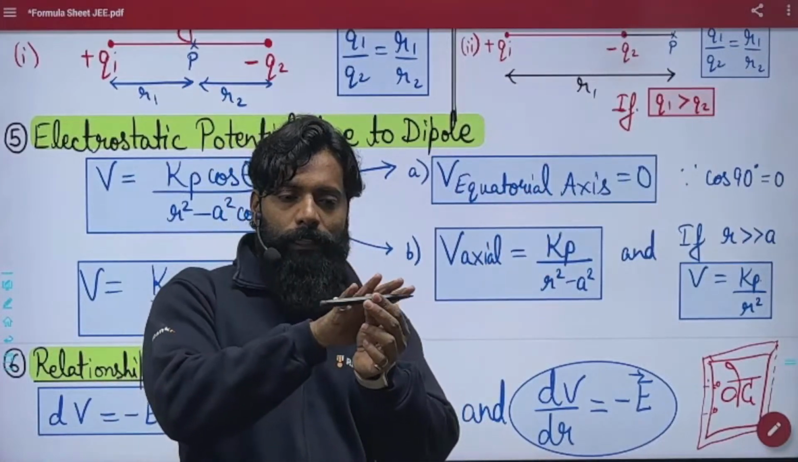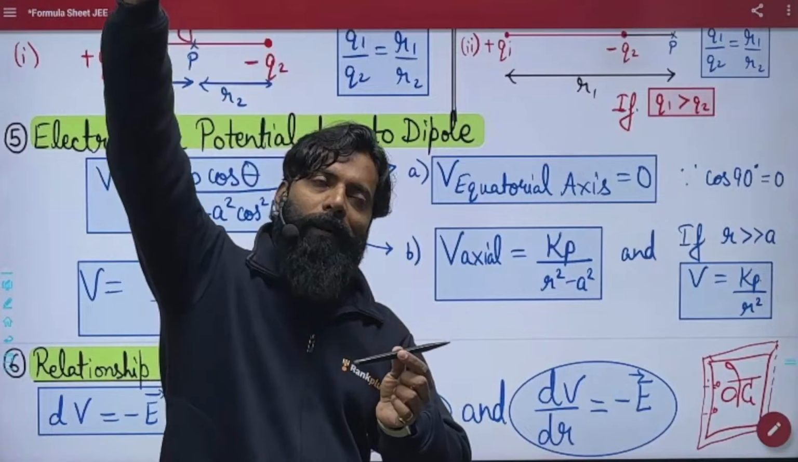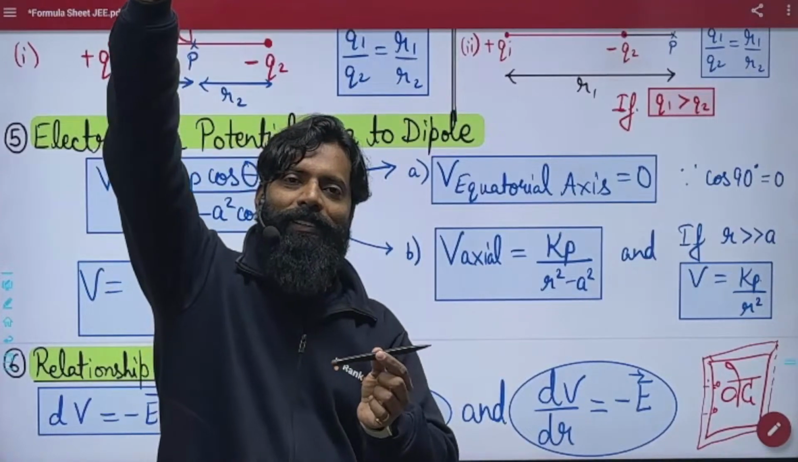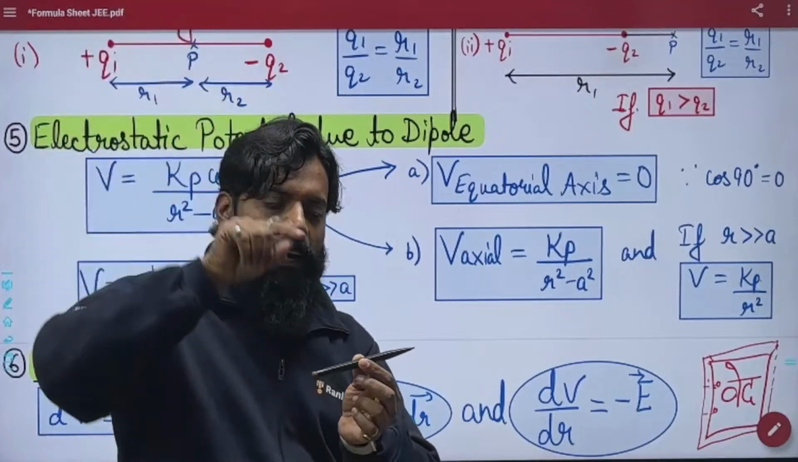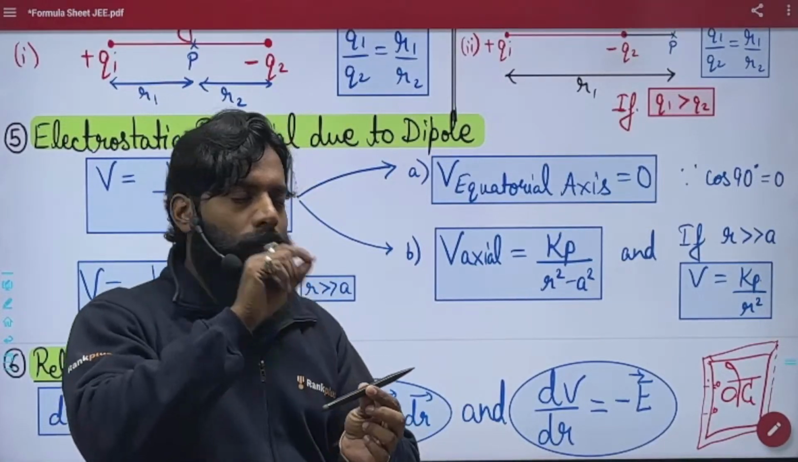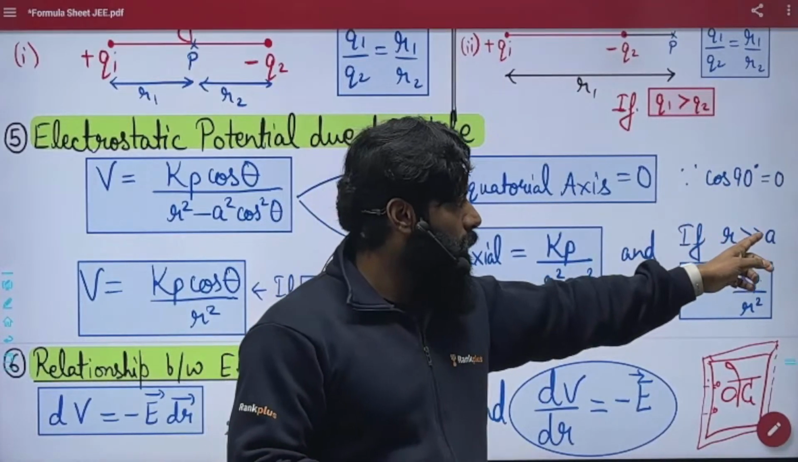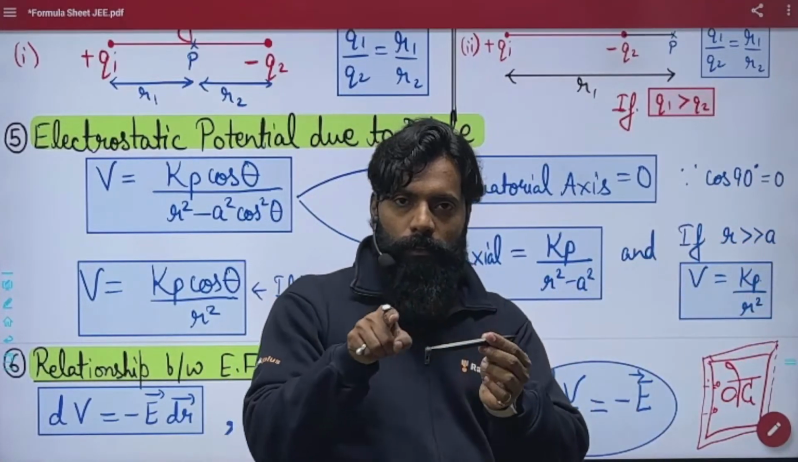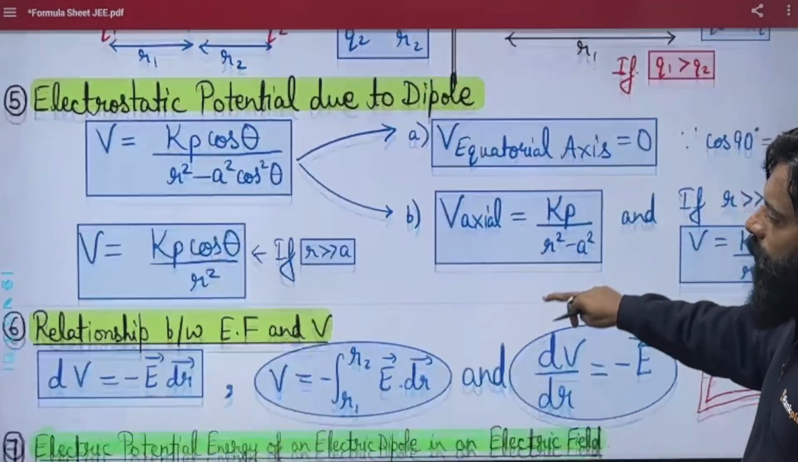If I'm considering this as my dipole and I'm going to my building's topmost floor, and I'm measuring R from the center point of this dipole, then that is the condition that R is very, very much greater than the distance between the dipole charges. So it will become Kp divided by R square.